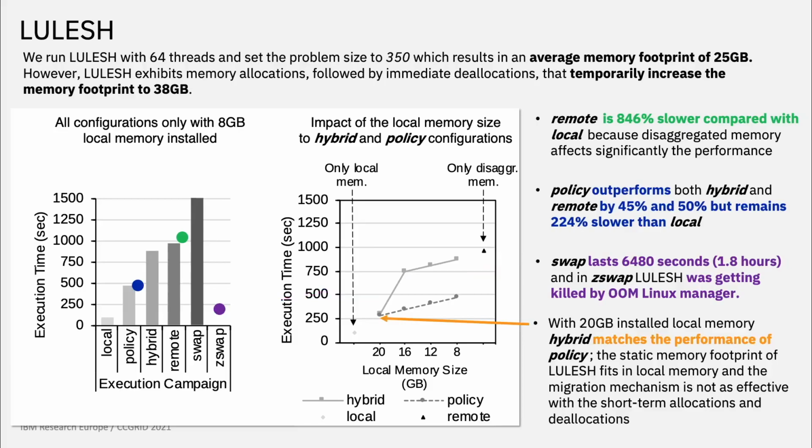Although increasing the size of the installed local memory improves the performance of both hybrid and policy configurations, we observe that when we reach 20 GB of local memory, both configurations offer the same performance. This is because of 2 reasons. First, the static memory footprint of LULESH fits in the local memory, and thus the performance of hybrid improves significantly, but also the balancing mechanism is not as effective against the short-term large allocations of LULESH.